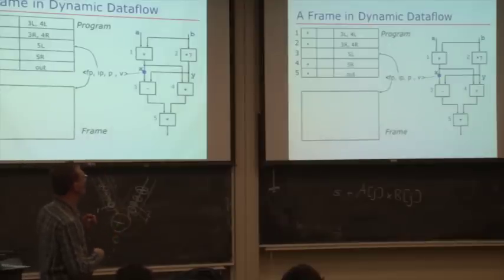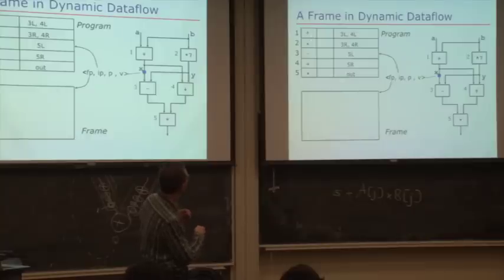Okay, so what does a frame look like? This is one example of a frame. It doesn't have to be this way. But now your program is this. This is the same program that I showed you before, abbreviated a little bit. Remember, this is the add, and the destination is 3 left and 4 left.